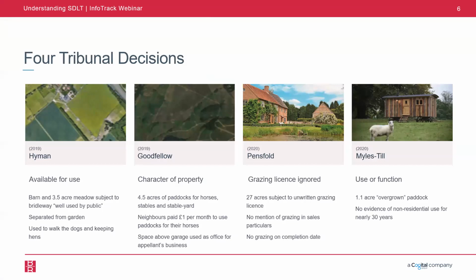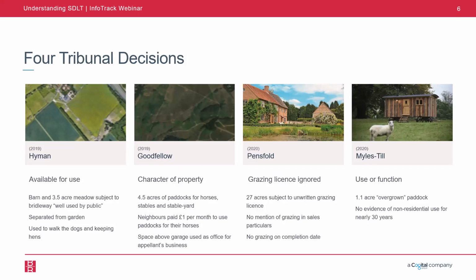So let's look at Hyman. And we'll cover some of the principles in a second, but I just wanted to draw to your attention the facts in these cases and how similar they are, or how common they are to, everyday transactions in country properties. So in Hyman, there was a barn, 3.5 acres of overgrown meadow. That meadow was subject to a well-used bridleway, and that meadow itself was separated from the garden and had been used by the seller to walk their dogs and to keep hens on a kind of non-commercial basis. So that was Hyman, 3.5 acre overgrown meadow.